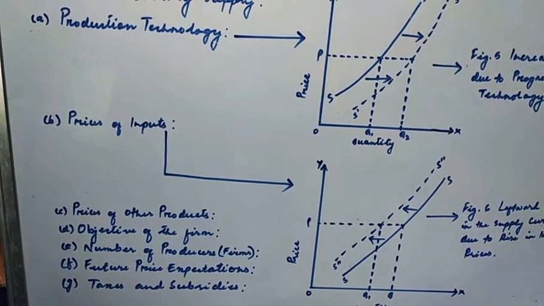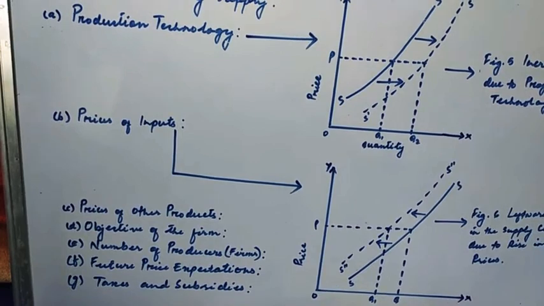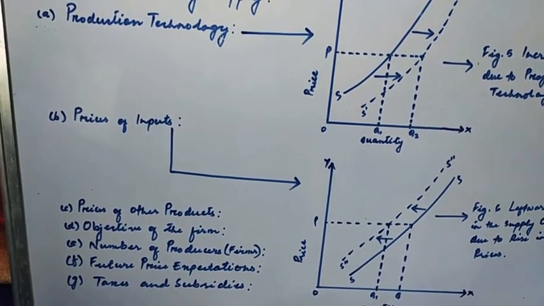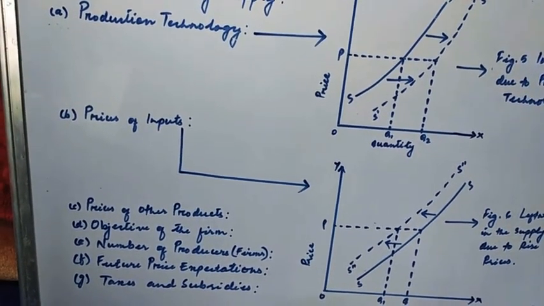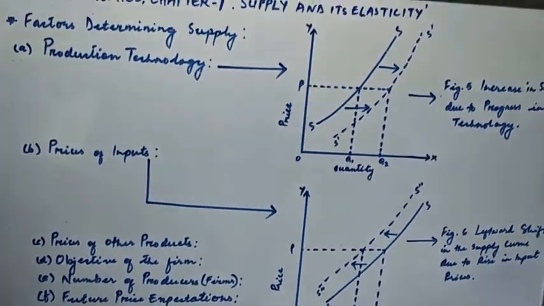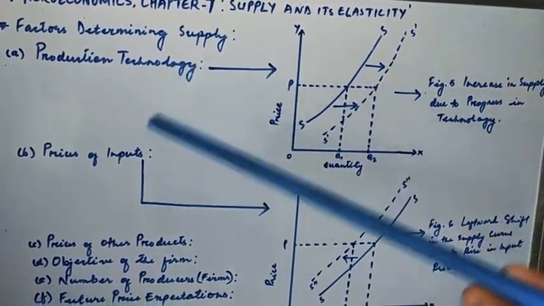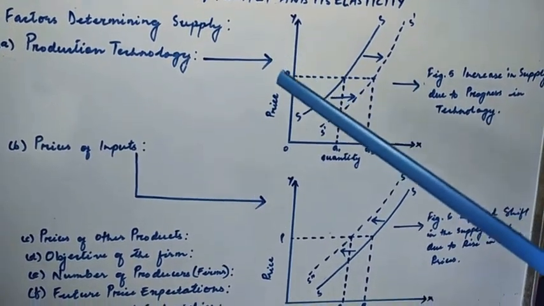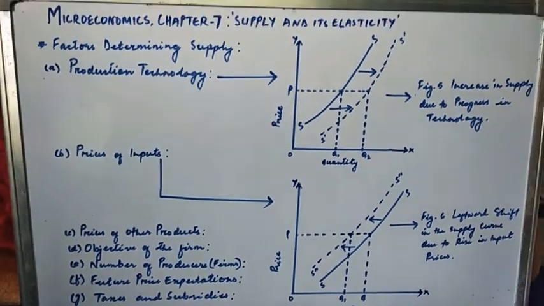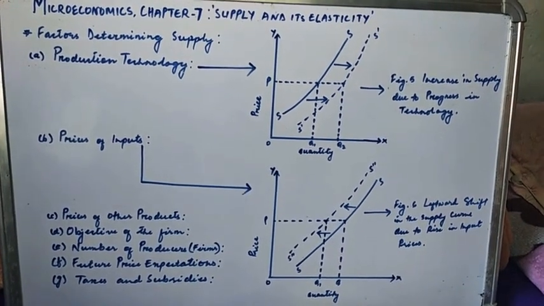So what follows from this discussion is that technology, prices of factors, and price of other products, expectations regarding future prices, taxes and subsidies, and objectives of the firms are all important determinants of supply, which cause the rightward or leftward shift in the whole supply curve. So all these factors are important determinants when it comes to supply of a particular commodity. These are the factors that will determine supply of a particular commodity or a product.